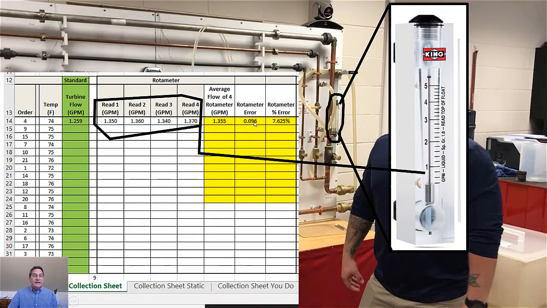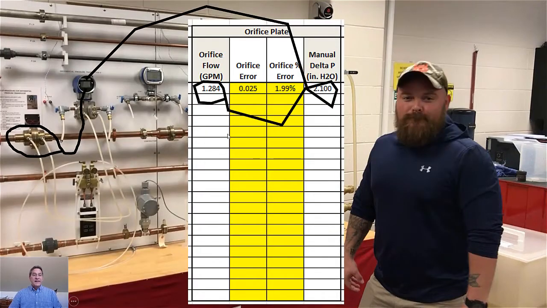Then we're going to get the error. So the error is going to be that reading minus that. Then we're going to get the percent error, which is going to be the error divided by that again. So we would do it for the rotometer. We then would do the same thing. We would read the orifice plate here.